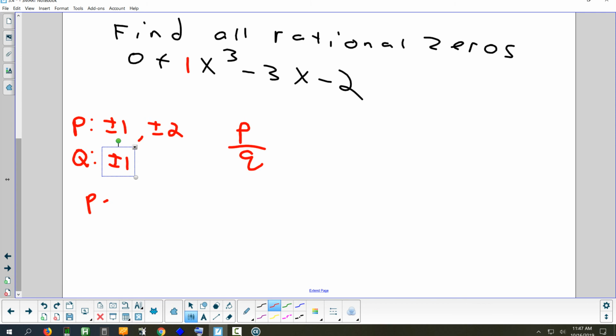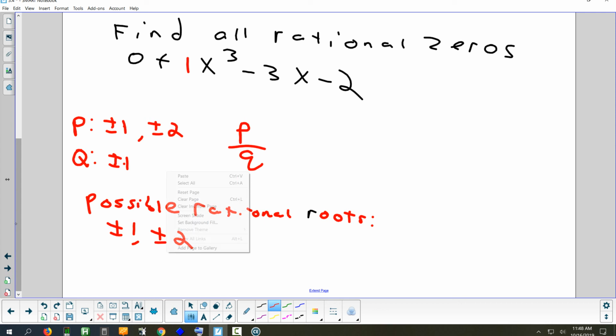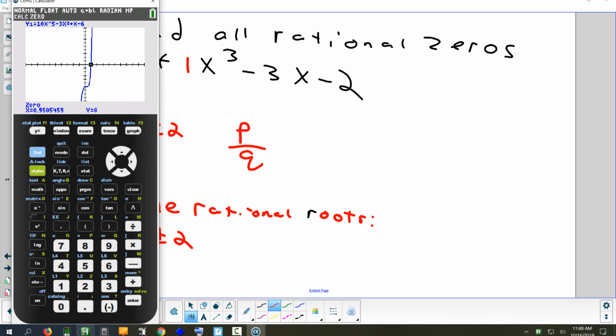So my possible rational roots are plus or minus 1 over 1, plus or minus 2 over 1. That's it. If this graph is going to cross the x-axis at a nice number, it's either plus 1, minus 1, plus 2, or minus 2. It's got to be one of those four. Because if it's not, you're not going to be able to finish this problem. Okay?